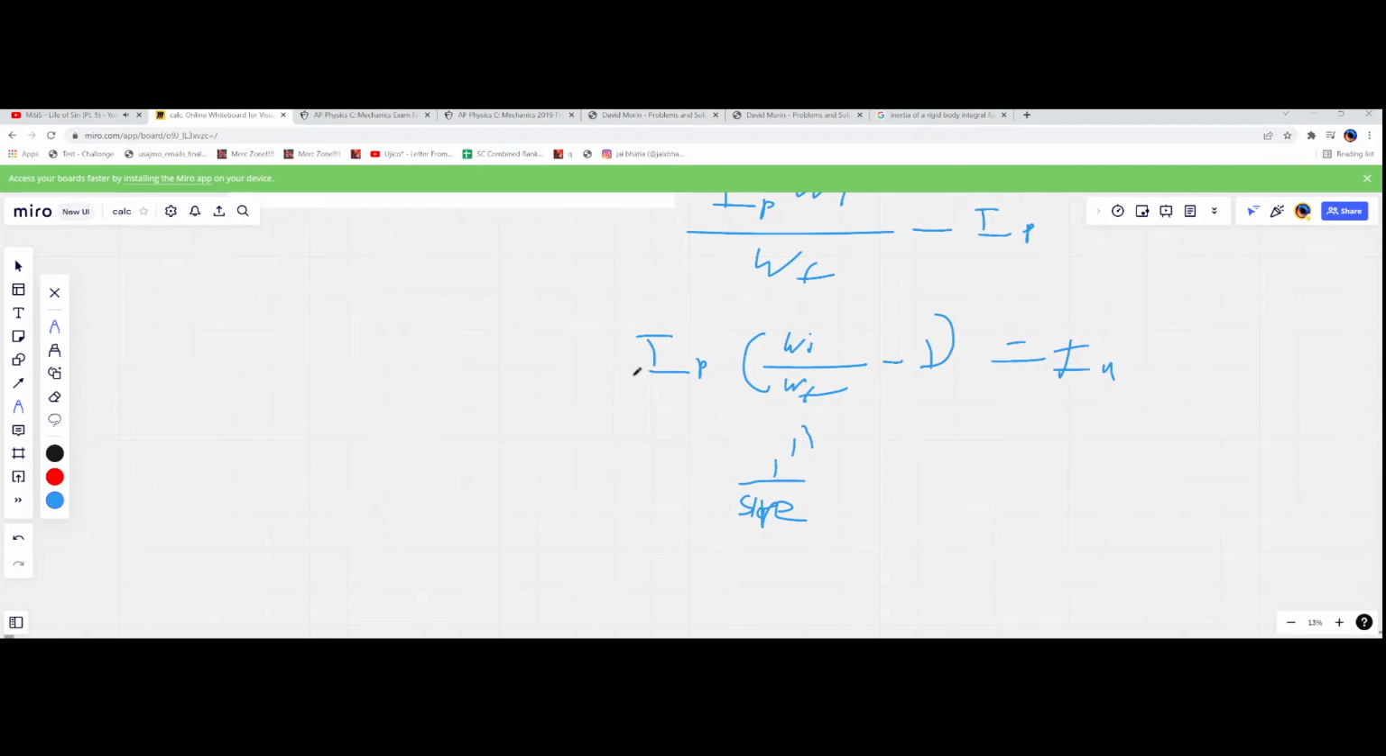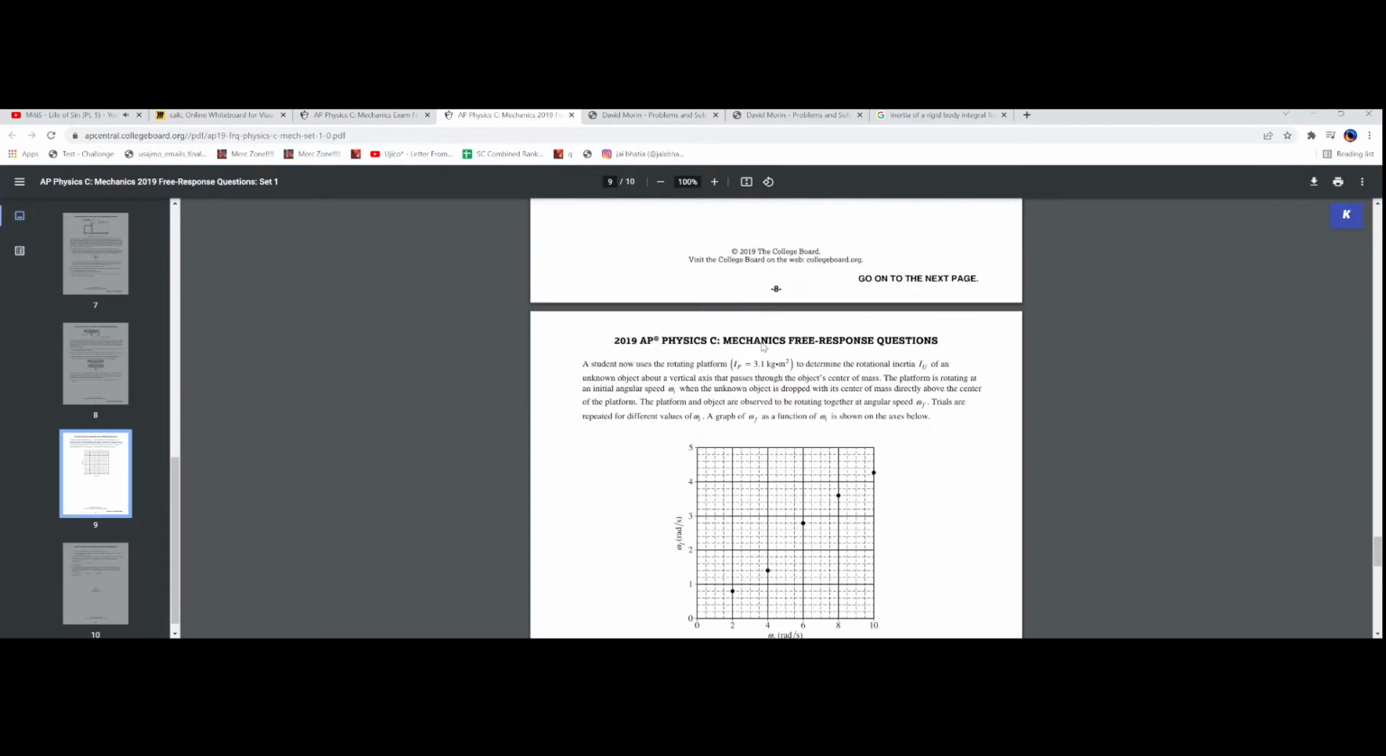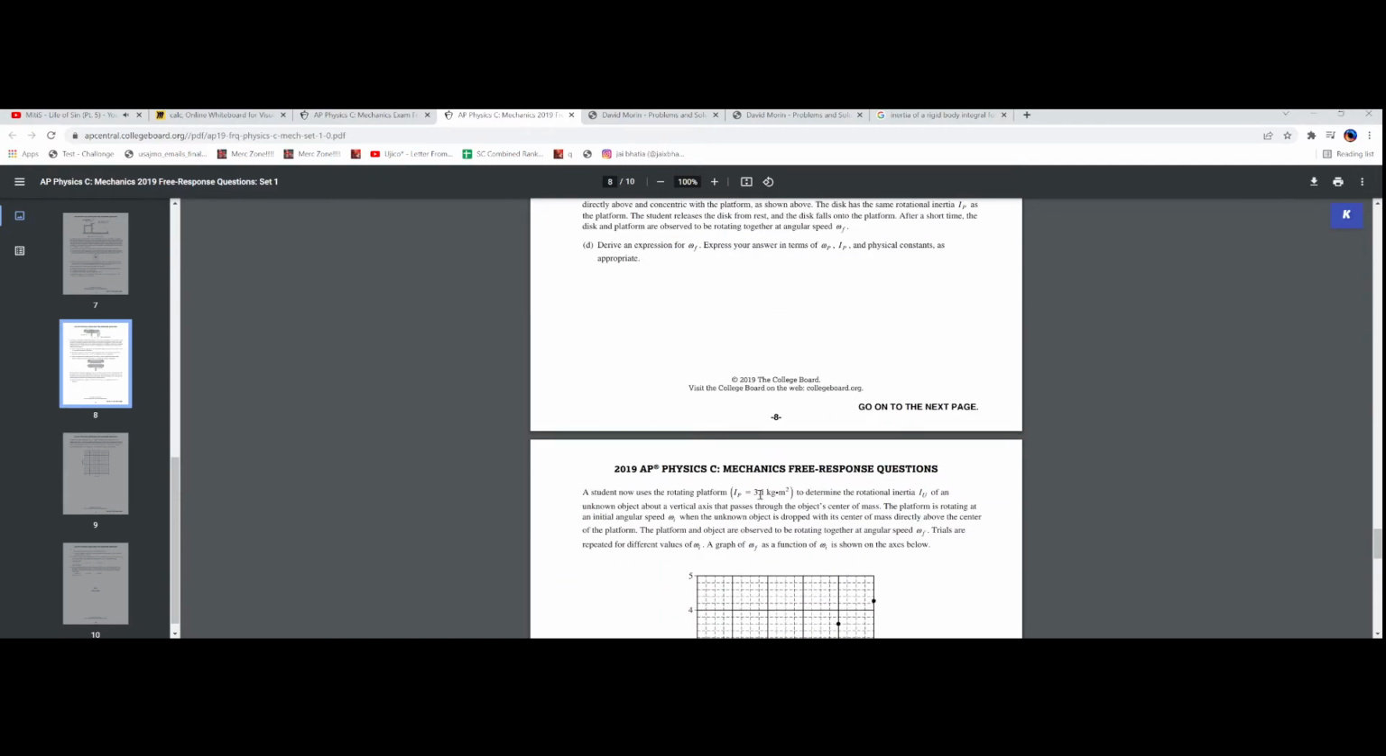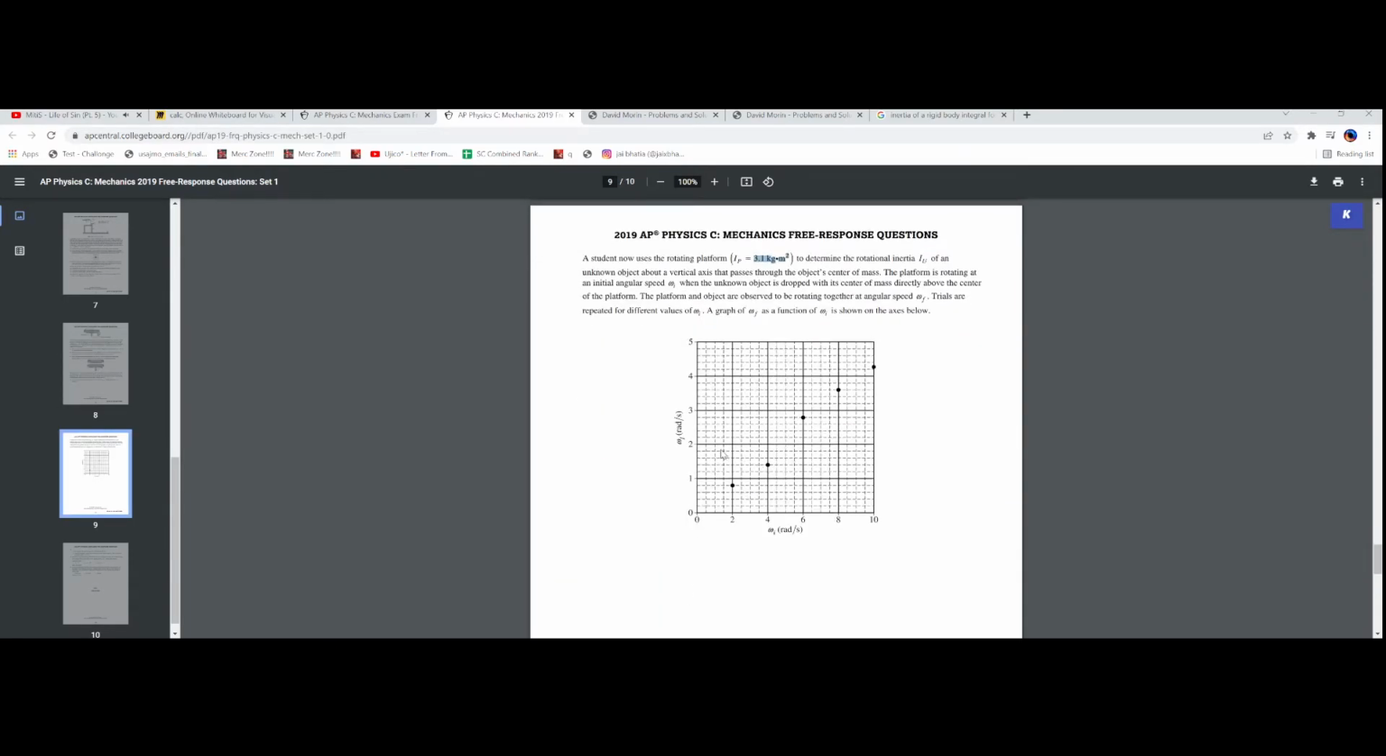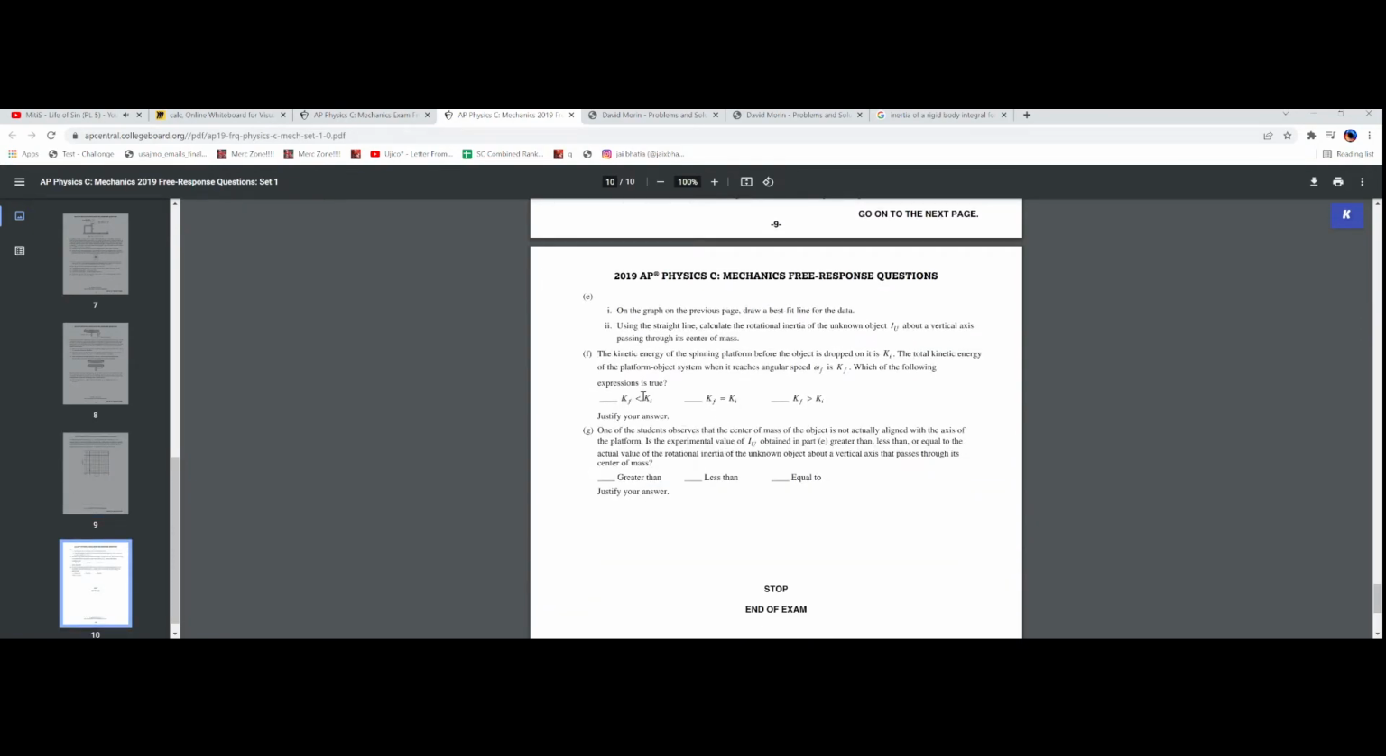And I'm pretty sure that they'll give you IP. I don't remember actually reading the question. So they tell you what IP is, and then you can just plug that into your calculator, and you're done.